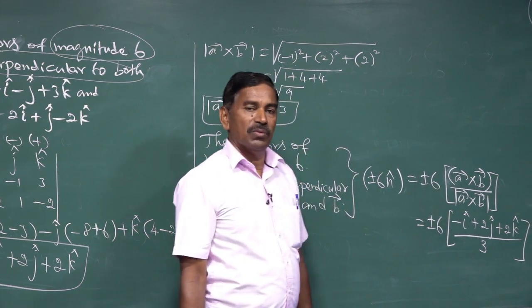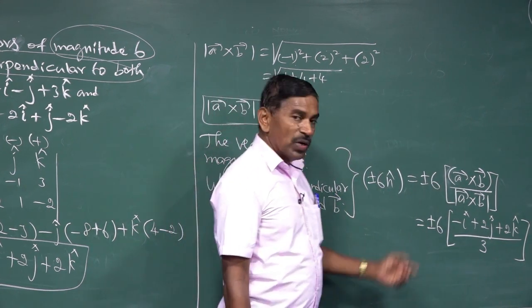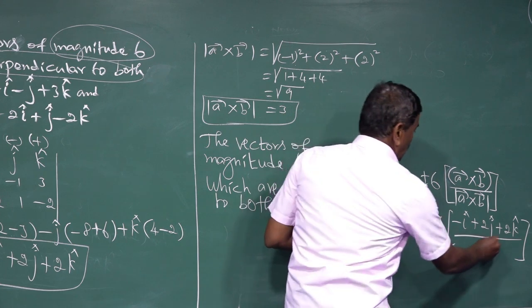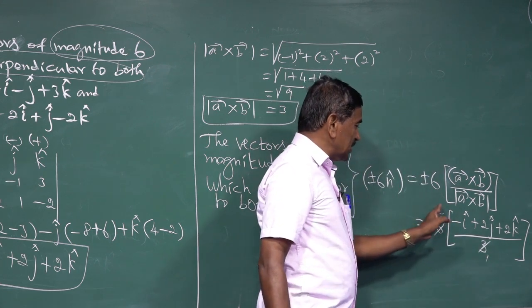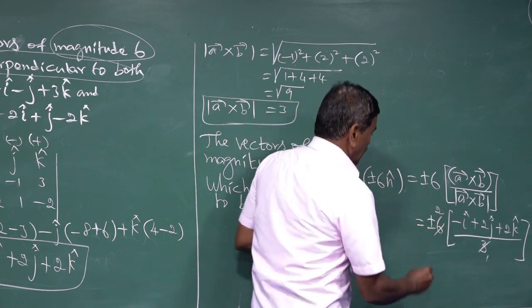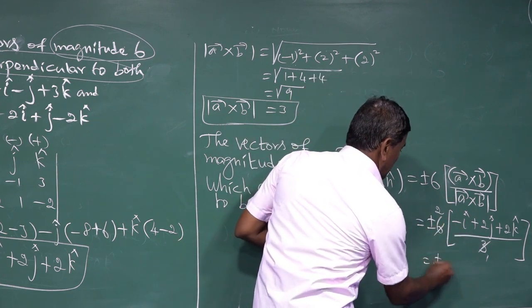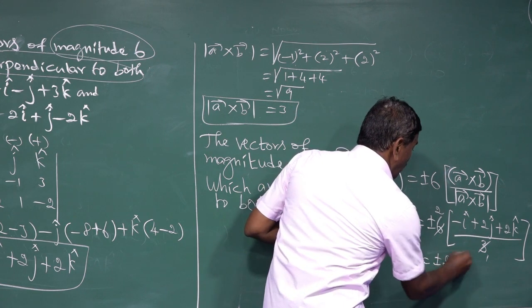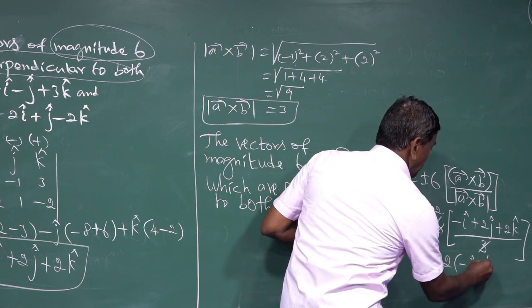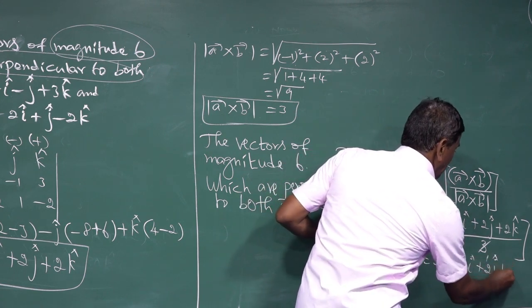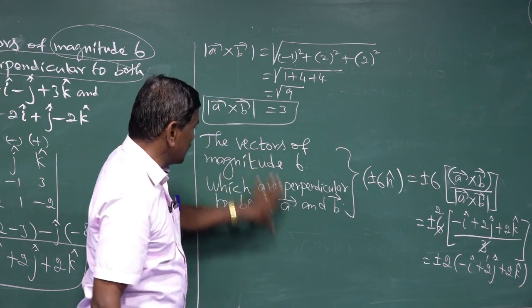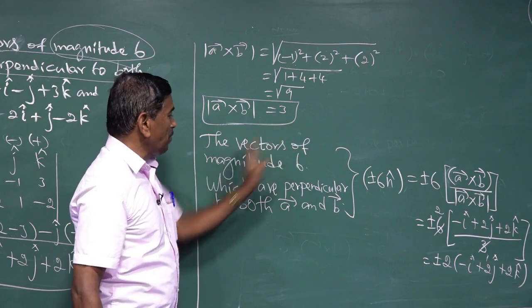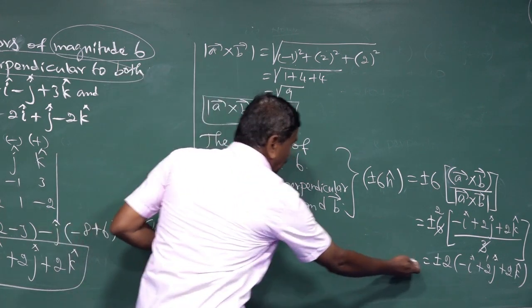Now, one can simplify. How to simplify? 1 3 is 3, 2 3s are 6. So, plus or minus 2 into, which is equal to plus or minus 2 of minus I cap plus 2j cap plus 2k cap. What is left hand side? The same thing you want to write. That is the vectors of magnitude 6.